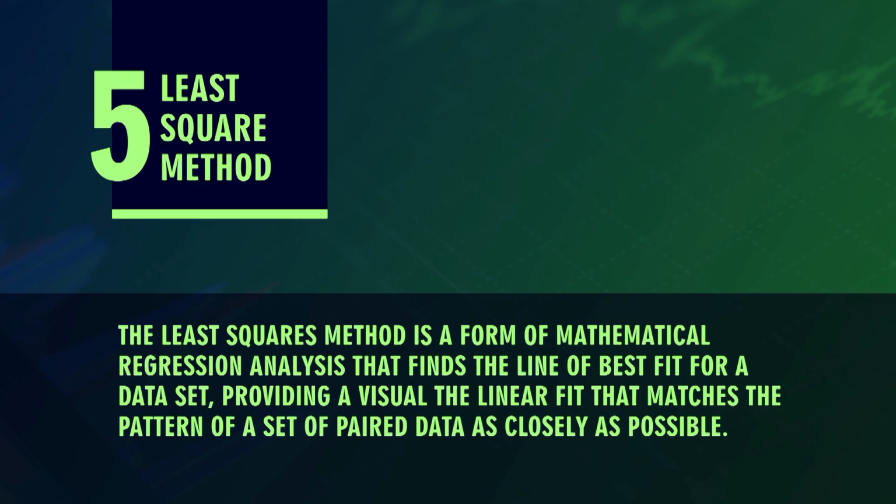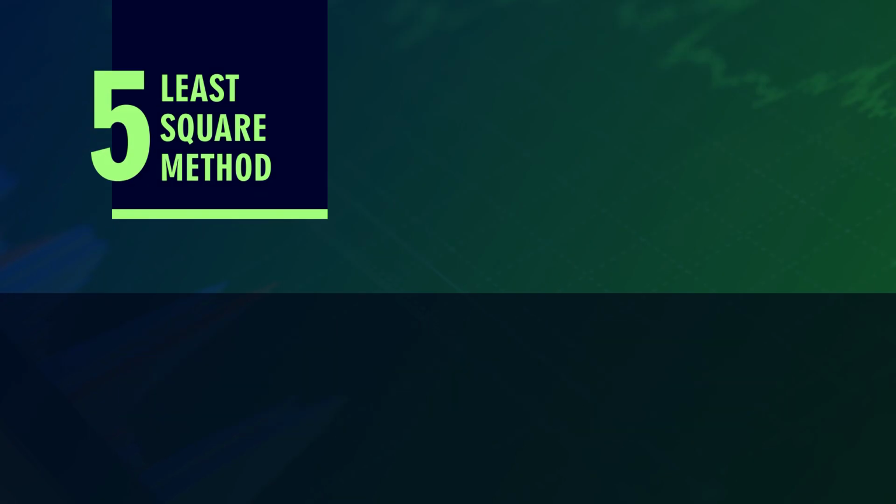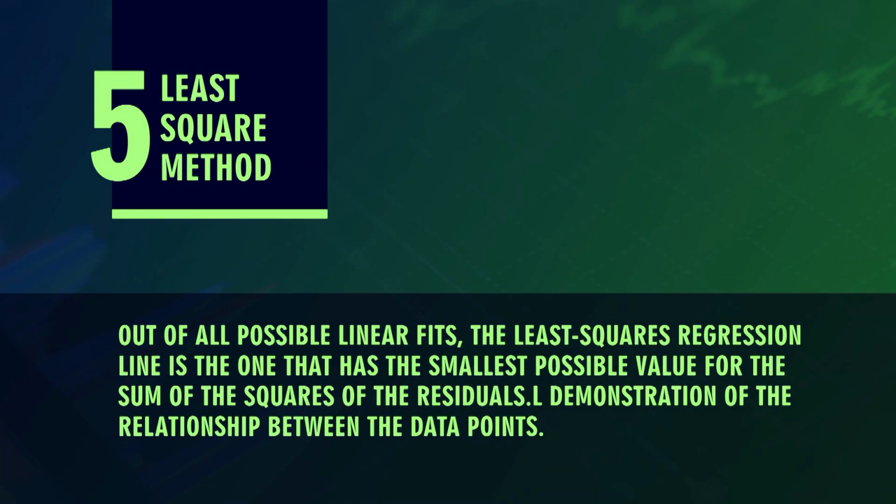So the linear fit matches the pattern of a set of paired data as closely as possible, and out of all possible linear fits, the least square regression line is the one that has the smallest possible value for the sum of the squares of the residuals. And demonstration of the relationship between the data points is very important.